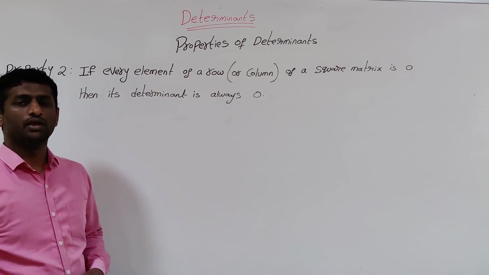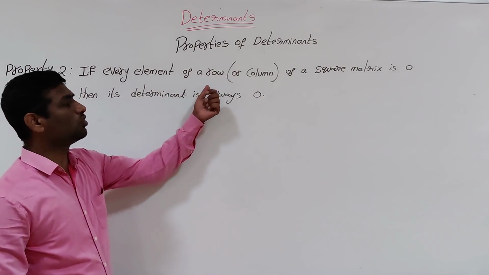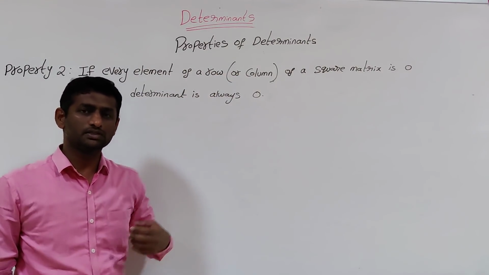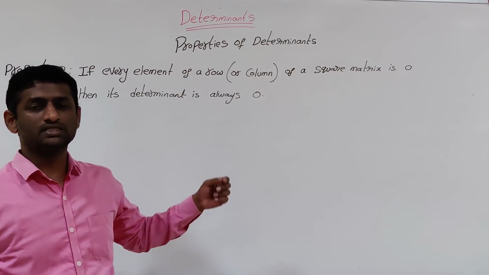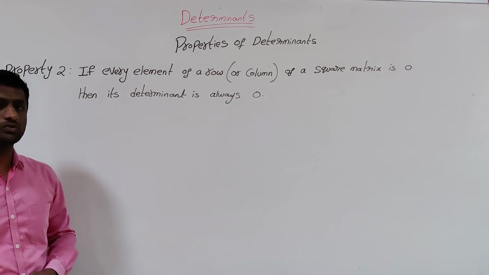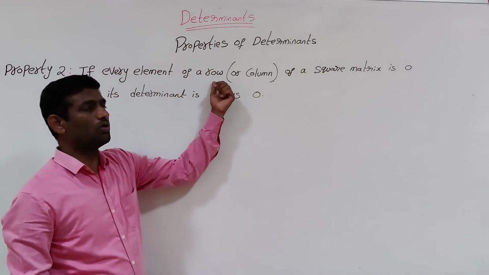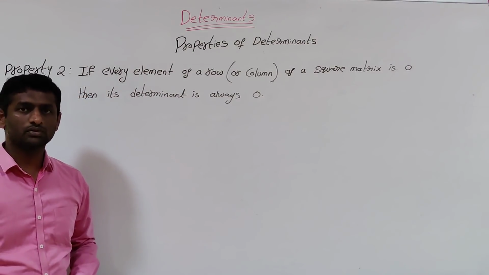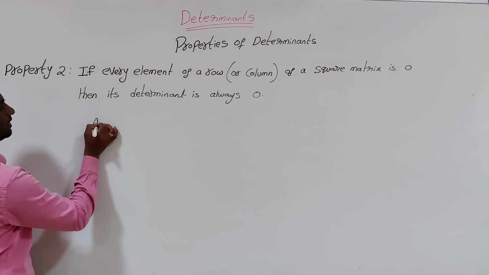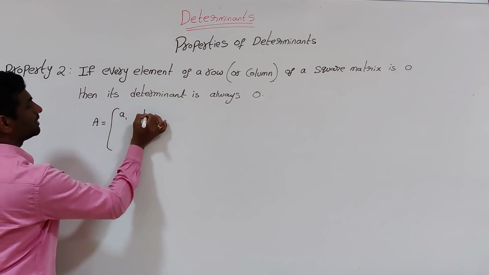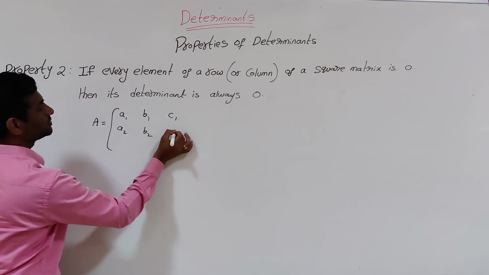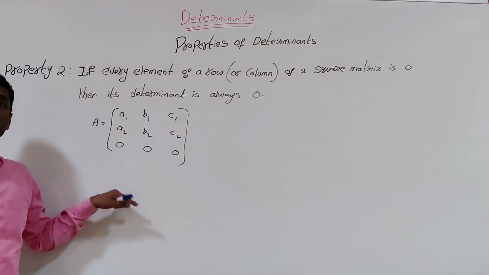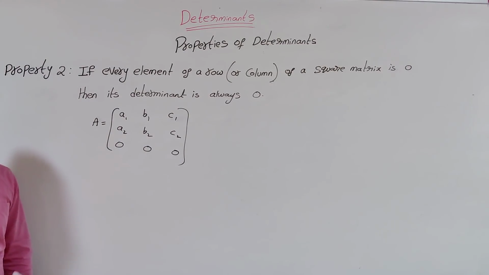Property 2. Whatever properties I am telling about the rows, the same properties also exist for columns. So if every element of a row of a square matrix is zero, then the determinant is always 0. We'll have an example. If A is equal to A1, B1, C1, A2, B2, C2, 0, 0, 0, meaning every element of the third row in a square matrix is zero. All the elements should be 0.